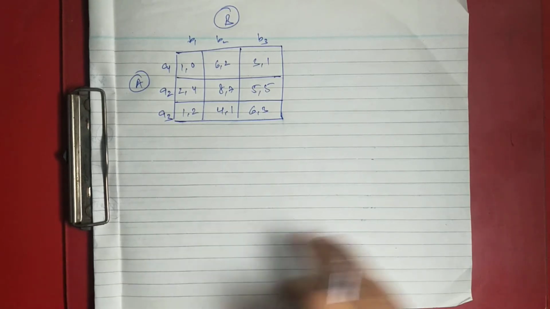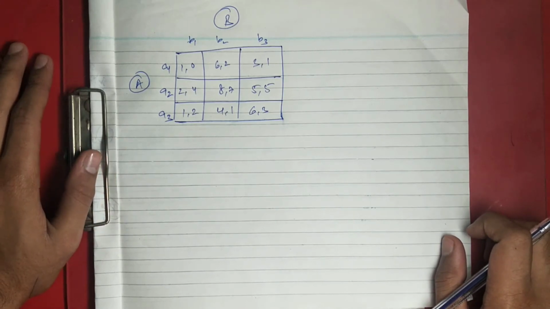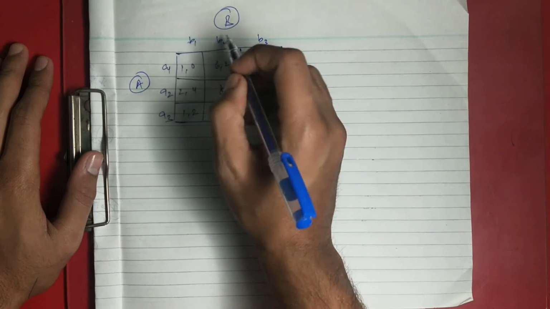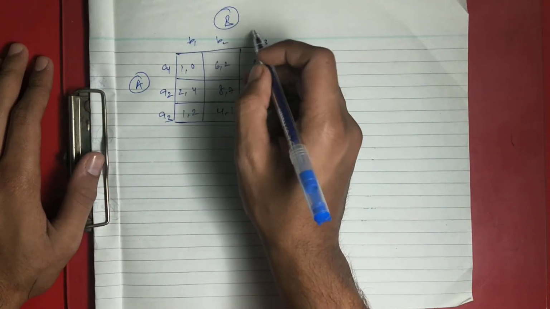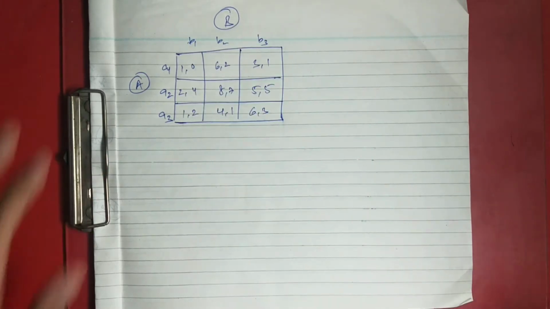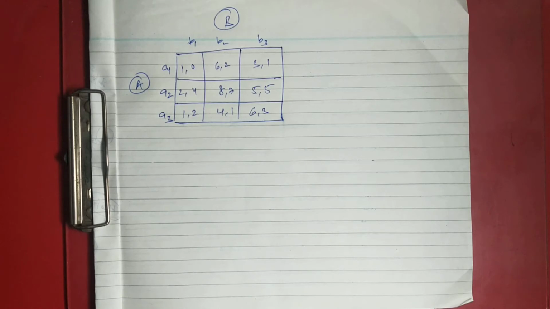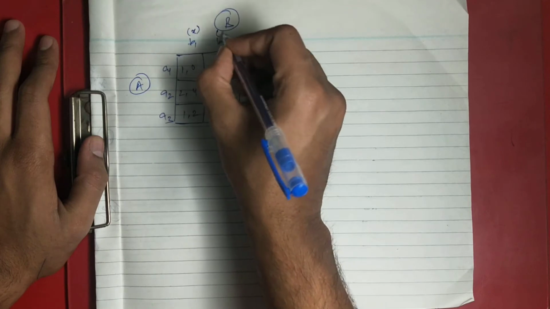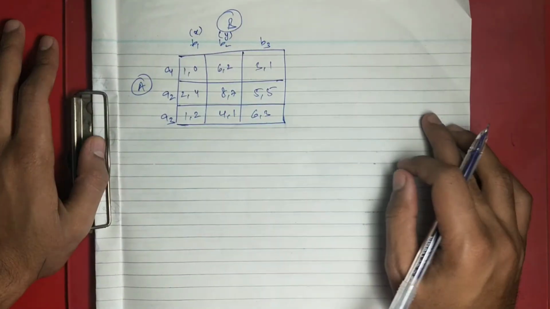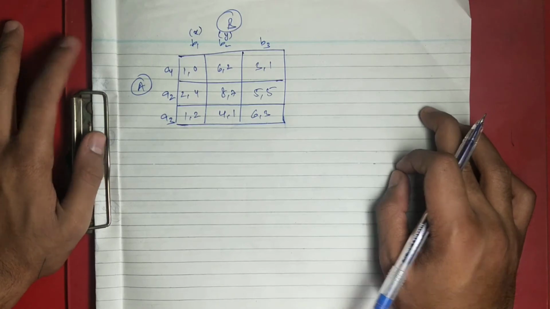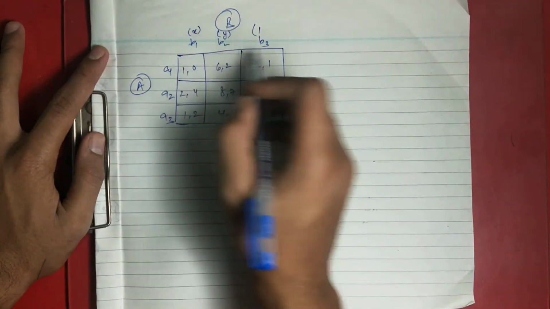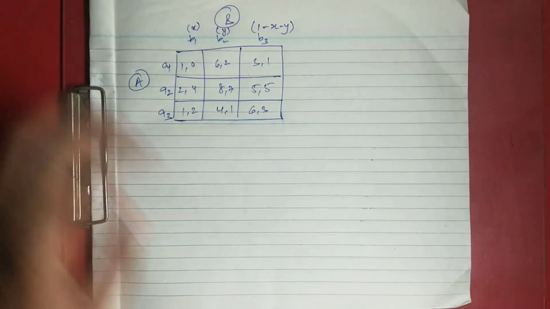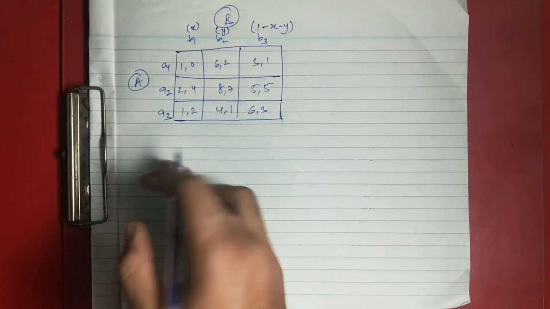In mixed strategy you assign a probability. You assume the probability of B playing B1 will be some X, then of B2 it will be Y, then it will be 1 minus X minus Y. Similarly, in this question we can take probability X here. This is the first method which I am telling you, then we will go to the second method and we won't follow this. I'm just taking 1 minus X minus Y for B. You can take it for A also.